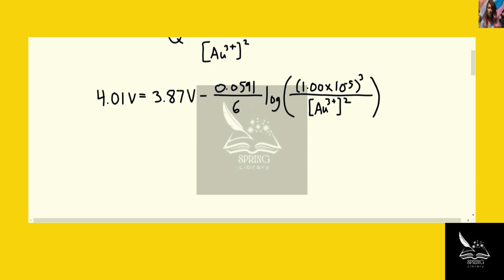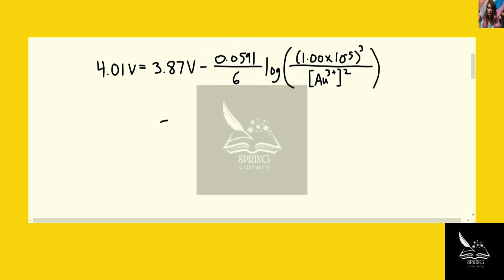And now we rearrange this equation to isolate and solve for Au3+. We subtract over these potentials and then divide by this negative ratio, and we raise 10 to the power of whatever that result comes out to be, so that we get rid of this log. And then we can easily rearrange by dividing and taking the square root to solve for the concentration of Au3+ ions. And when we do that, we should get a final answer for the concentration of Au3+ to be about 0.40 molar.